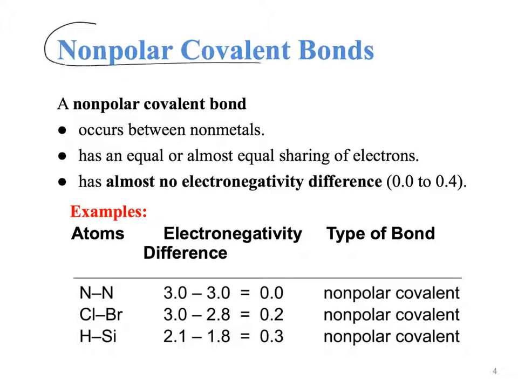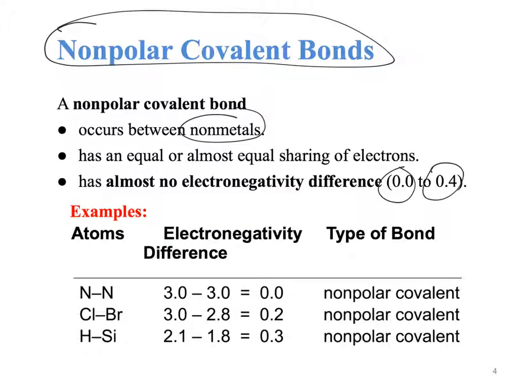We have non-polar covalent bonds. In this case is when we have non-metals, and also the difference in electronegativity between the atoms is between 0 and 0.4. So what we do is we look at the previous slide that we just saw, and we do the highest value minus the lowest value in the electronegativity. And that difference, if it falls between 0 and 0.4, then we have a non-polar covalent bond.